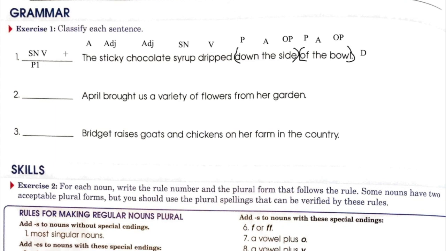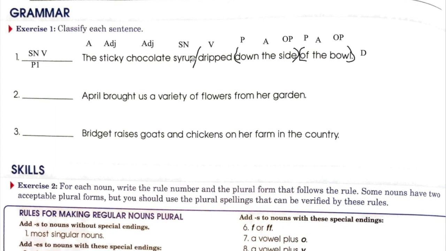And let's divide our complete subject from our complete predicate. To do that, find the verb. The verb is dripped. Divide it right before where the verb is. So the sticky chocolate syrup is the complete subject. Dripped down the side of the bowl is the complete predicate.